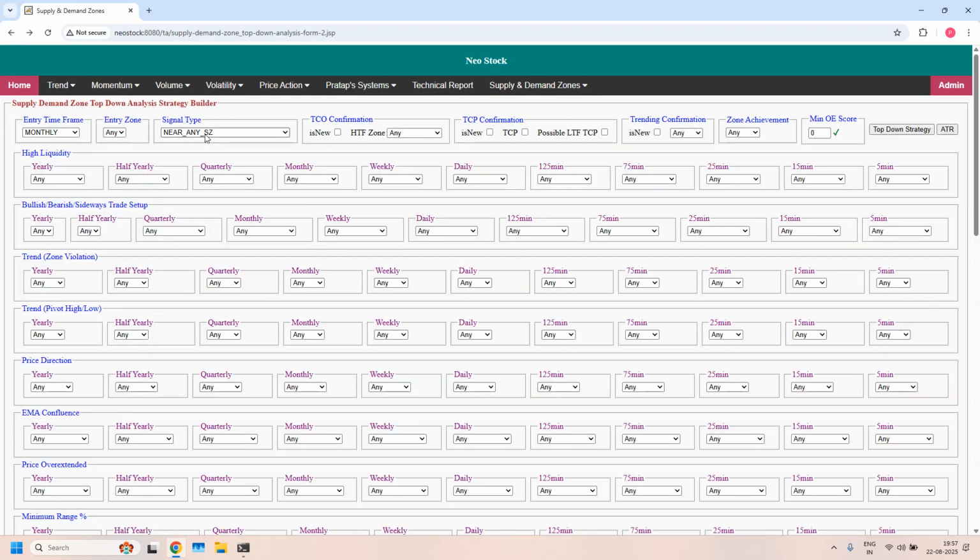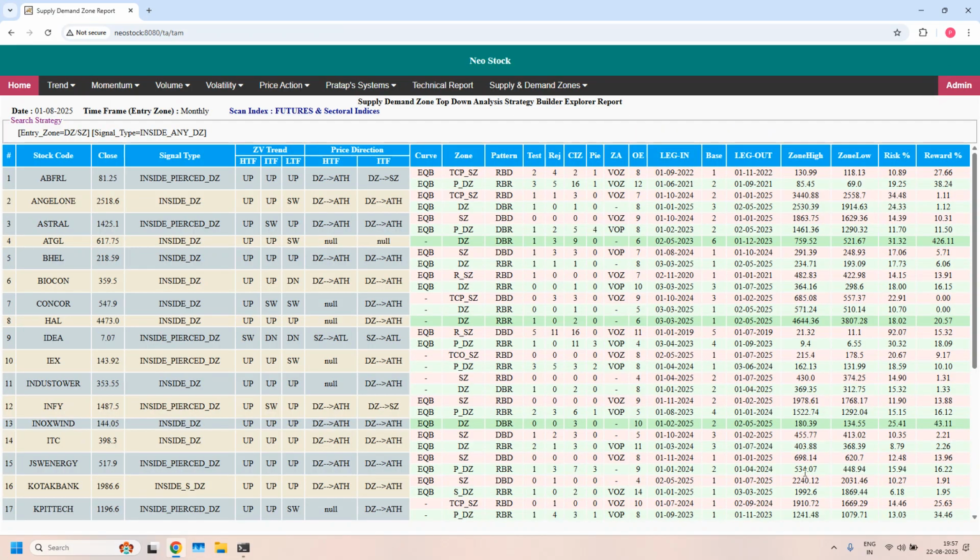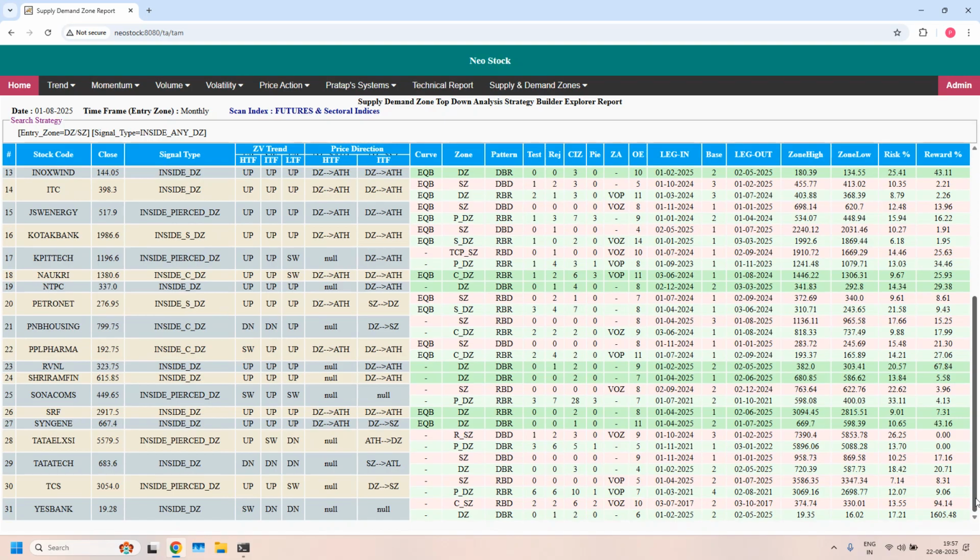Next, price closed inside the monthly demand zone. First 17 stocks in the list. Scrolling the list down. So total 31 stocks are filtered.